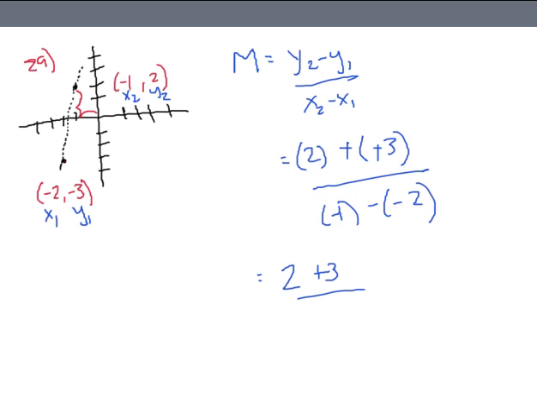Okay, well, I should change pens. And I have here negative 1 and negative 2, so I'm going to make them both positives. So I'm going to have here negative 1 add by 2. So my answer is going to be 2 plus 3, which is 5, and negative 1 plus 2, which is 1. So the answer is just 5.